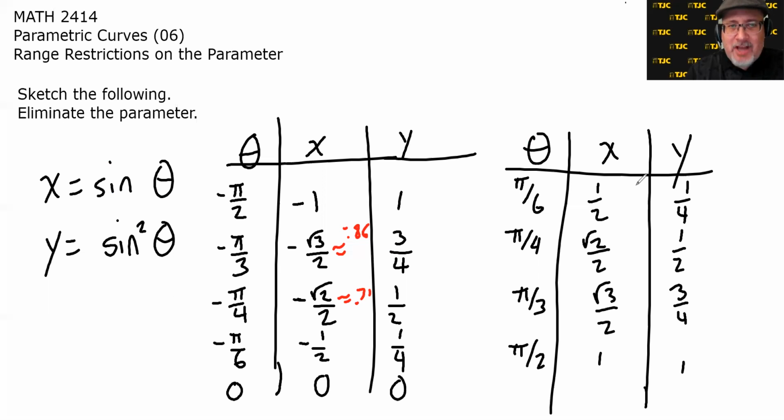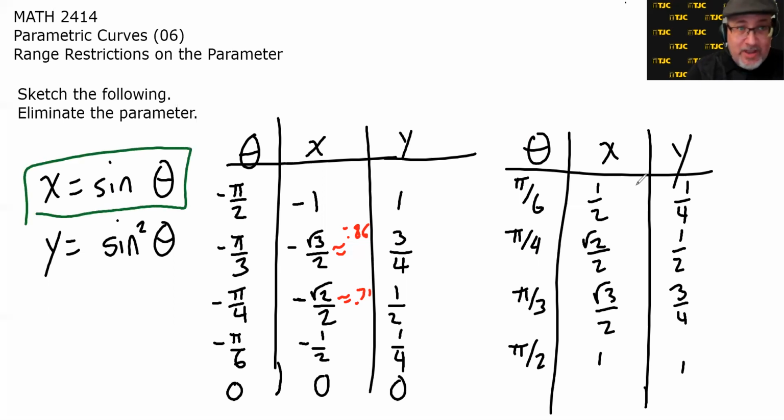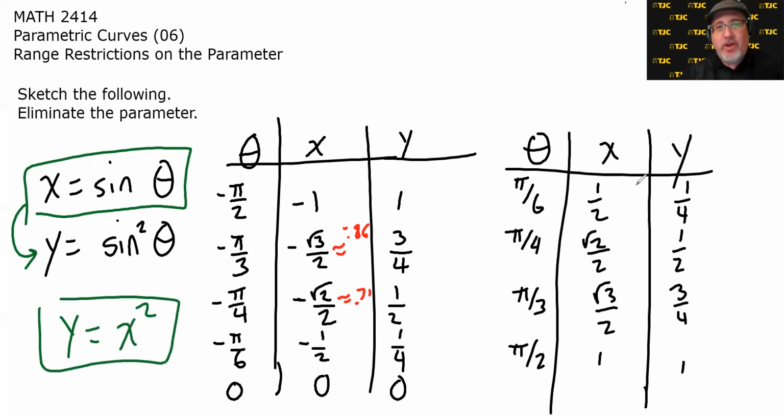since sine theta is common to both equations, we can solve one of them for sine theta and substitute into the other. Now, clearly, x in the first equation is already solved for sine theta. And this is basically saying everywhere we see sine theta, we can replace it with an x. So instead of sine squared theta, we get x squared. So the parametric equation in rectangular form is y equals x squared, which of course is the standard parabola.